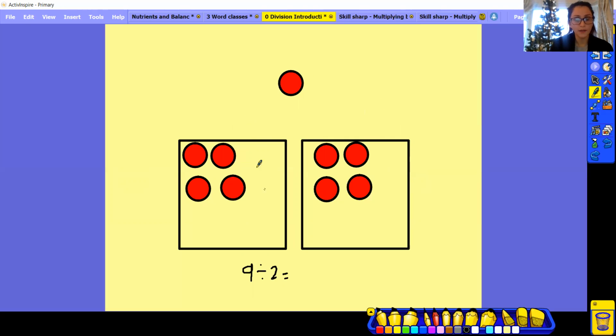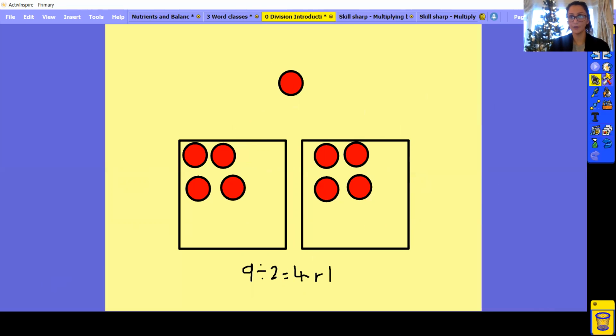So one of these groups equals 4. However, we have 1 left over, or 1 remainder. So we put 4 remainder, remember R represents a remainder, 1. Well done if you managed to get that at home.